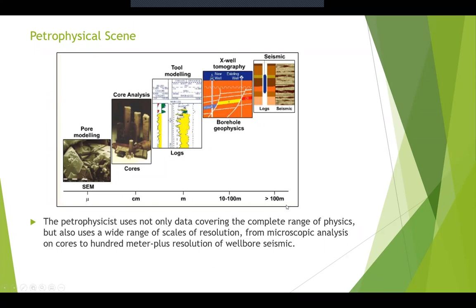And then as the petrophysicist, you need to integrate and combine all this data with different scales, which also requires caution when you integrate all this data with different types of scales.